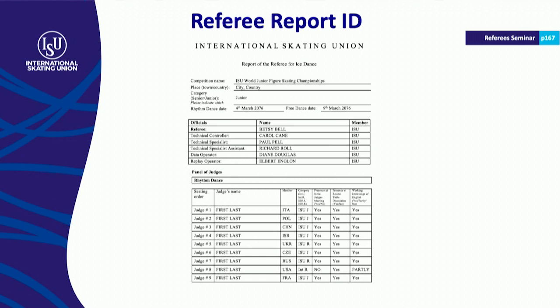And we have chosen one report that we think, as a technical committee, was written very well. Of course, you cannot see the correct names of the judges, referees, the other technical panel, and even skaters, so we have just found some signs or names which replace them. So when you see this report, everything is inserted: that's what Fabio said, the competition, the place, all details, the dates. Then you have the officials, referee, technical controller, and the others who were in the top box. And then you have the panel of judges.